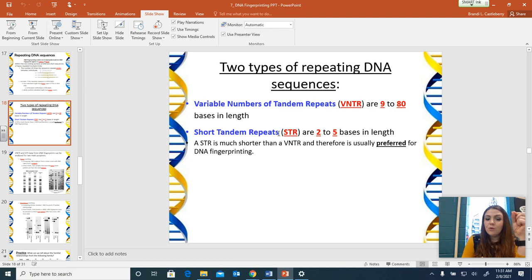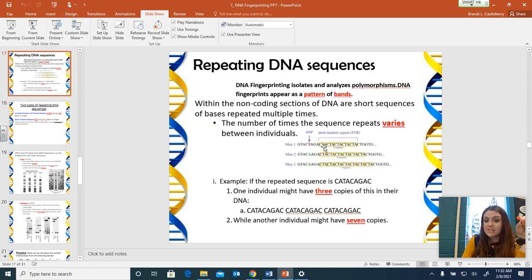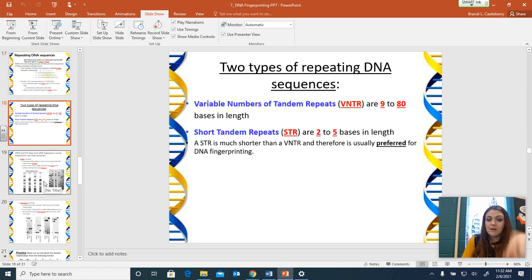Short tandem repeats, though, so looking for a shorter one, can only be 2 to 5. So the one that I previously showed you up here, the CTA, that would be an STR. I'd be looking for short tandem repeats of just repeating CTA, CTA, CTA. STR is much shorter and therefore is preferred for DNA fingerprinting. It's easier to do, faster to run.